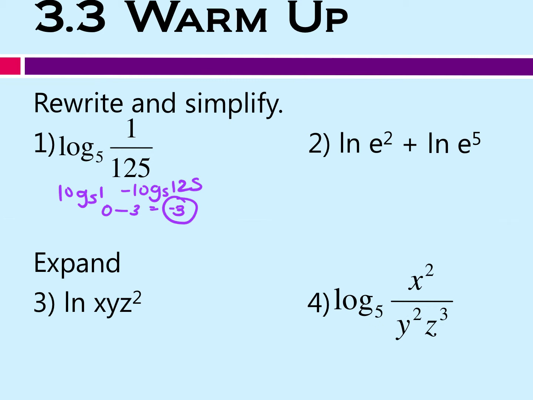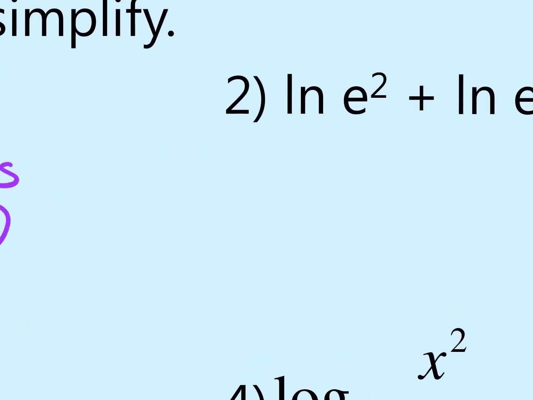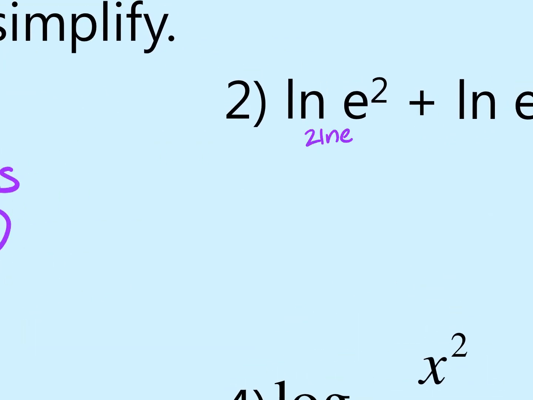One thing I could do is bump the exponent to the front. So I could rewrite this as 2 ln of e plus 5 ln of e. And then what is ln of e? What happens there? It cancels to just give you the exponent on the e, which would be a 1. This would be 2 plus 5, which is 7. That's one way to do it. The other way is to not even bump the exponent to the front at all. If it's ln of e with an exponent, I just keep the exponent. So this would just be 2 plus 5, which is 7.